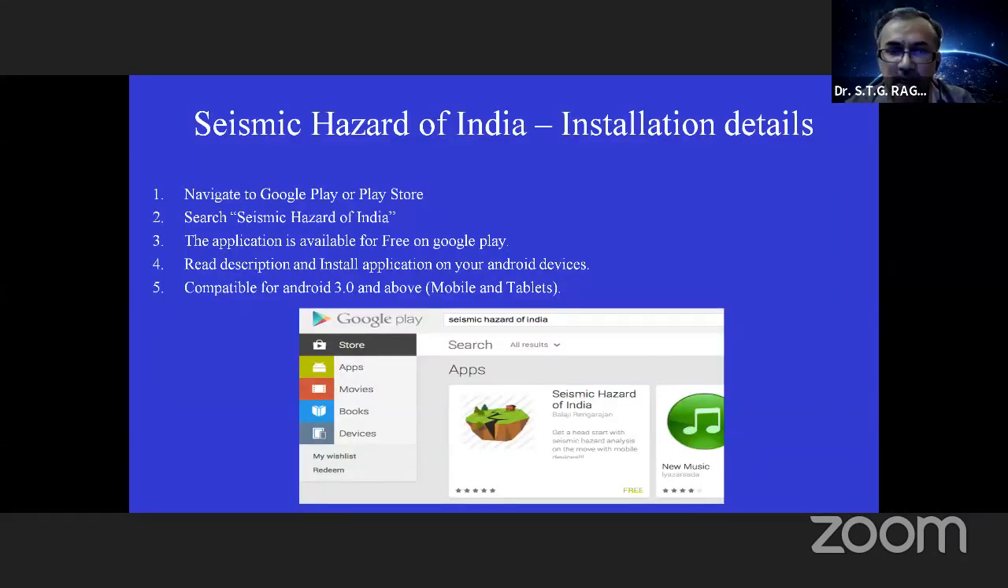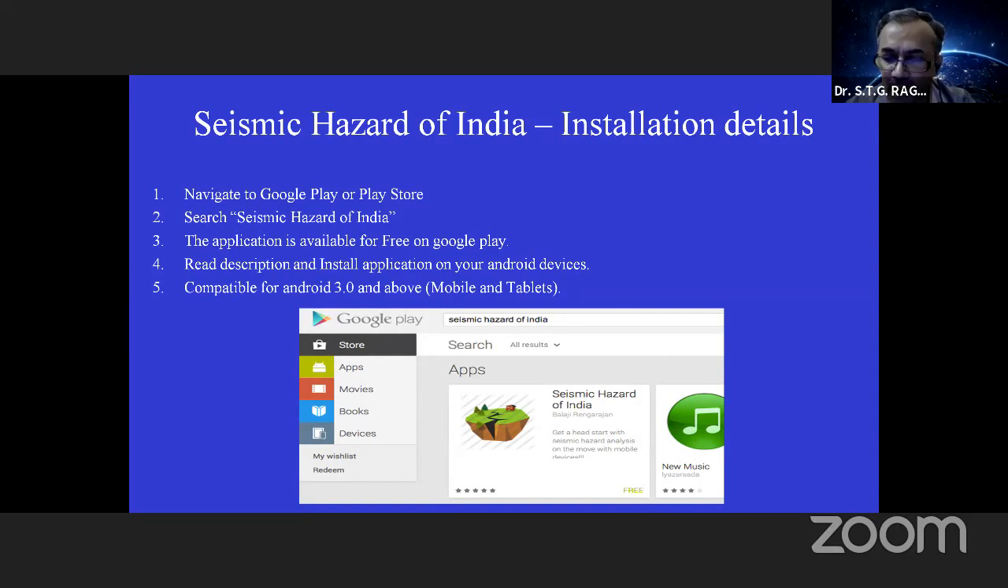So now, whatever I showed you, the seismic hazard thing, all of it is available in your mobile phones. Everybody has Android mobile phones nowadays. So we have developed a small app, Seismic Hazard of India. You can go to the Google Play Store. This app is available only on Google Play Store, but it is not available for iPhones right now. If you go to Google Play Store and type Seismic Hazard of India, you will get this app. Anybody can download. This app is free on Google Play Store.